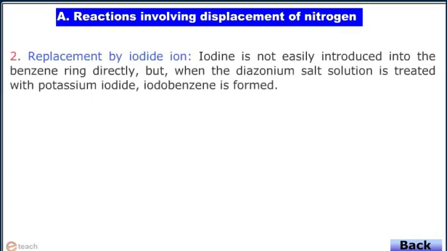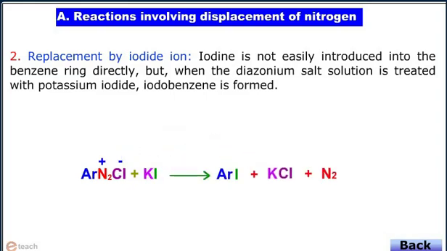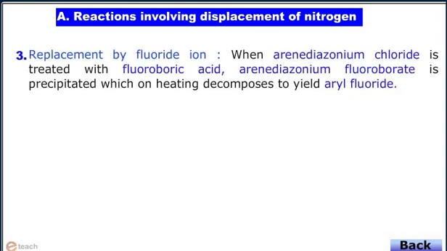Replacement by iodide ion. Iodine is not easily introduced into the benzene ring directly, but when the diazonium salt solution is treated with potassium iodide, iodobenzene is formed. The following reaction is given below. Replacement by fluoride ion. When arene diazonium chloride is treated with fluoroboric acid, arene diazonium fluoroborate is precipitated, which on heating decomposes to yield aryl fluoride. The following reaction is given below.